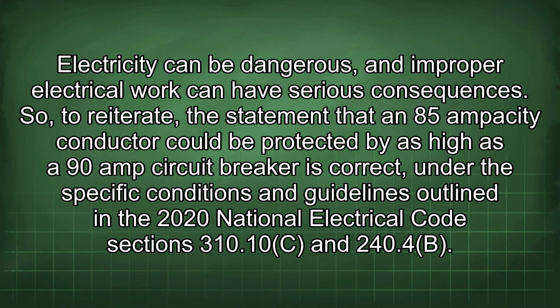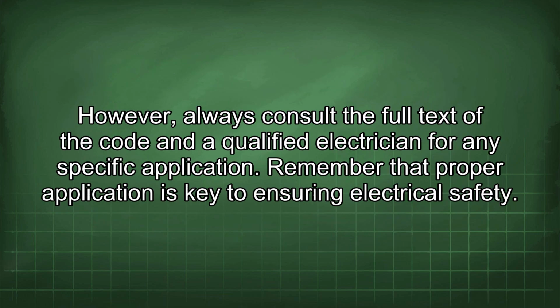So, to reiterate, the statement that an 85 ampacity conductor could be protected by as high as a 90 amp circuit breaker is correct under the specific conditions and guidelines outlined in the 2020 National Electrical Code sections 310.10(C) and 240.4(B). However, always consult the full text of the code and a qualified electrician for any specific application. Remember that proper application is key to ensuring electrical safety.